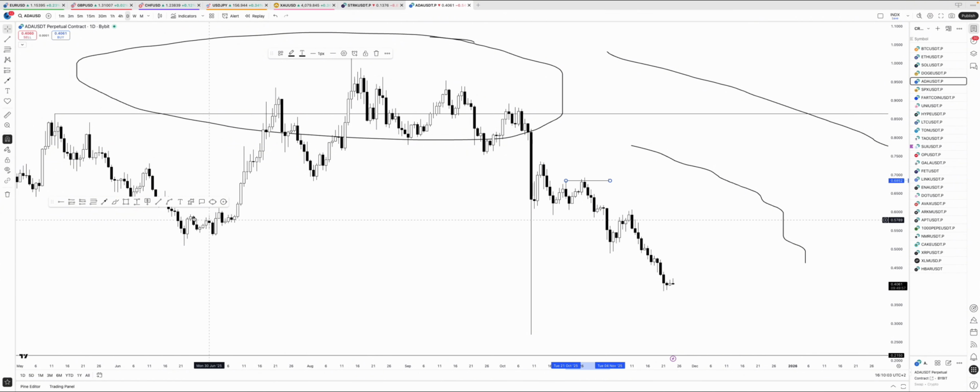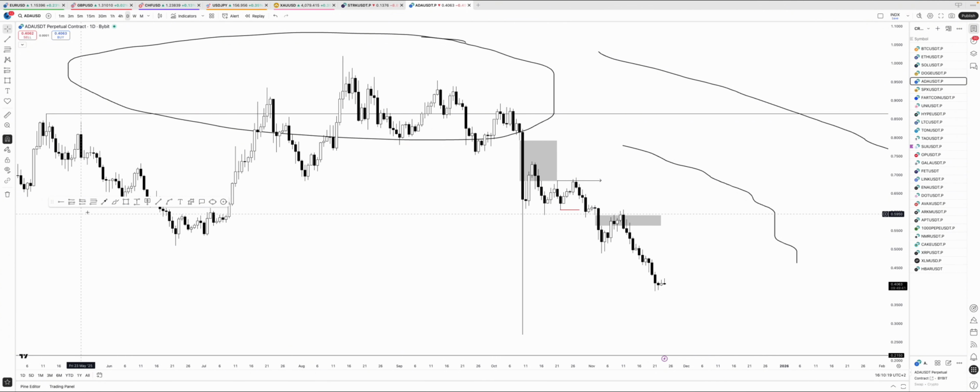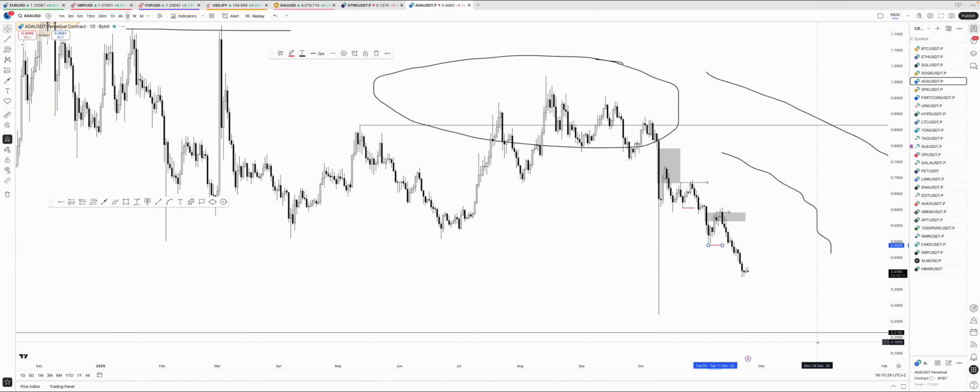Sweep of liquidity, confirmation, beautiful reaction in short, price also filling imbalance here, as you can see, and here also a sweep of liquidity, confirmation, and beautiful reaction in short. So our target on ADA Cardano is this point.